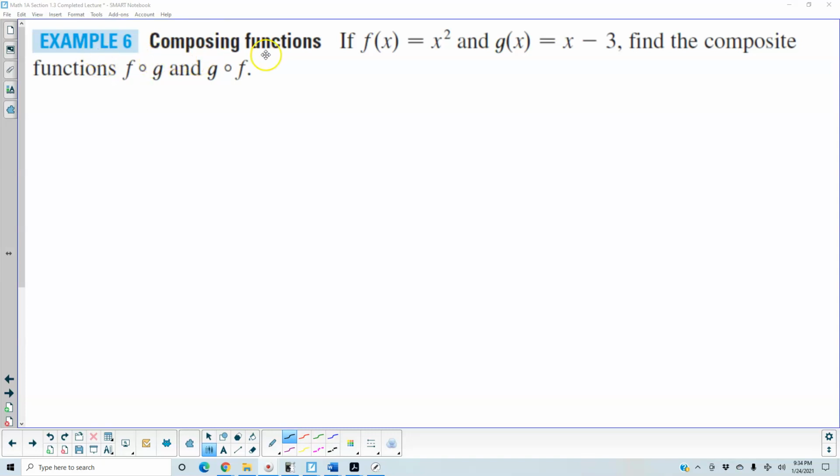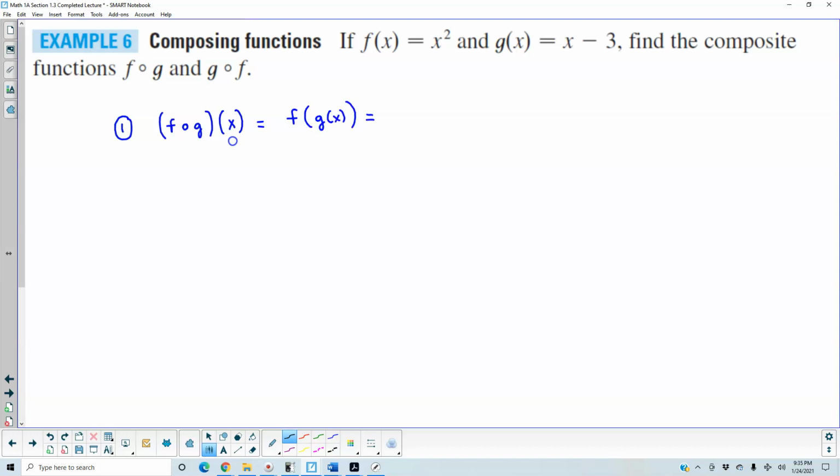Example 6, composing functions. If f of x is equal to x squared and g of x is equal to x minus 3, find the composite functions f composite g and g composite f. So the first example, we're going to find f composite g of x. Well, that means we need to find f of g of x.